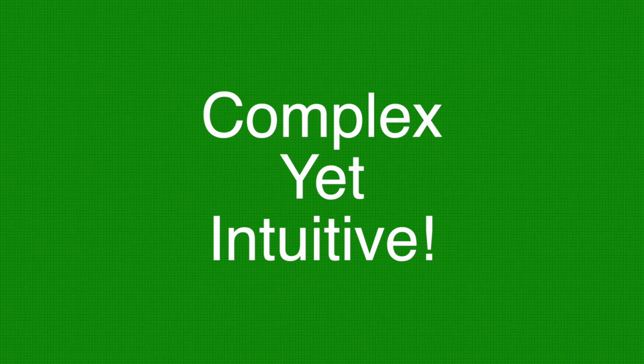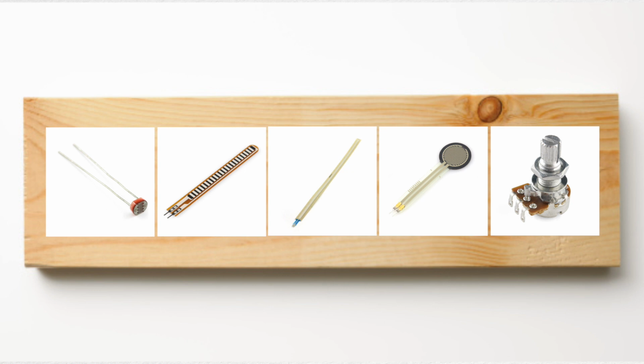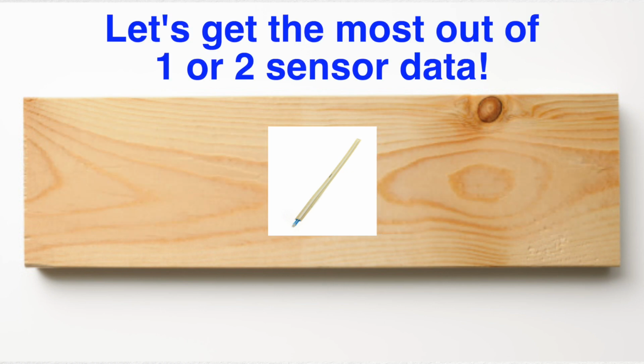We want to design something that is intuitive but not overwhelming. A small amount of control data is actually enough for the performer to have intuitive yet complex control of sound. Instead of slapping on 5 different types of sensors, let's experiment and get the most out of 1 or 2 sensors.